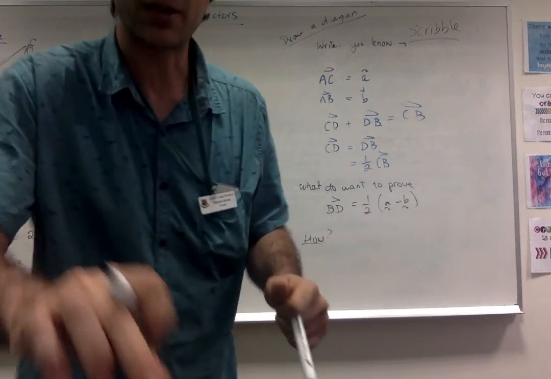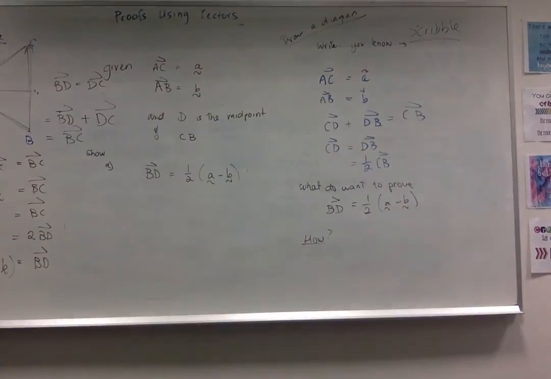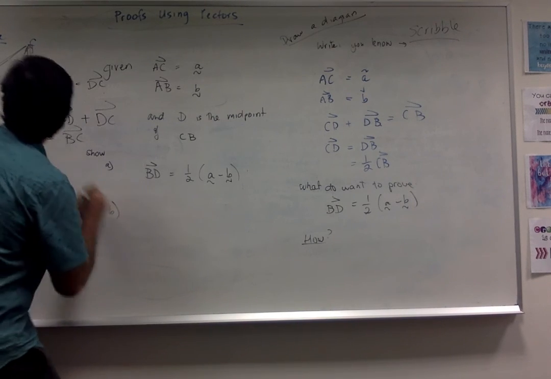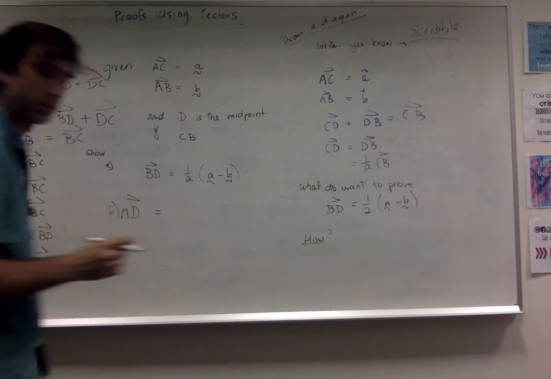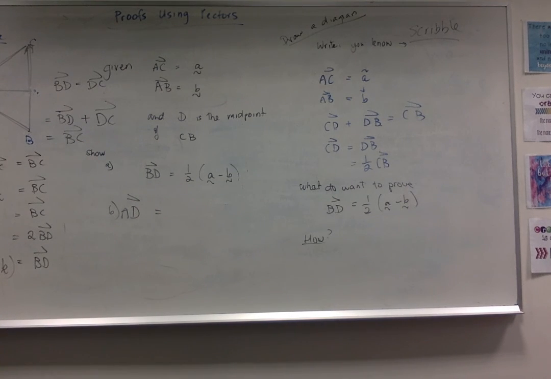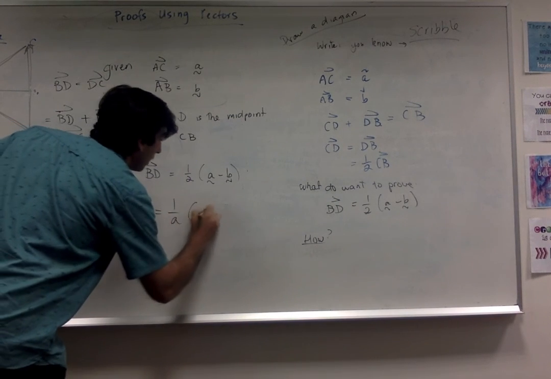So the next bit that I'm going to ask you is show that vector AD equals half A plus D.